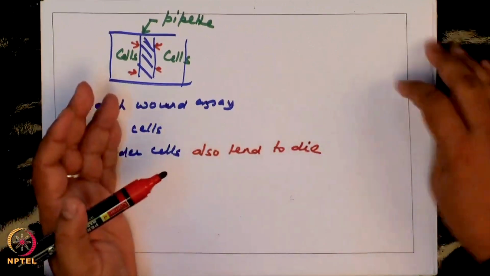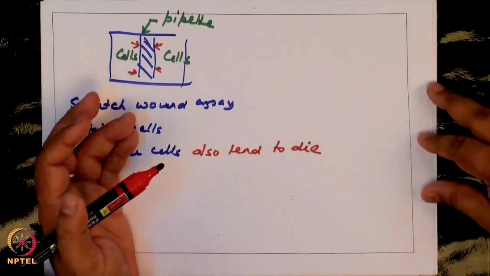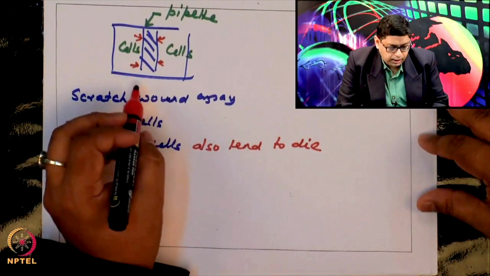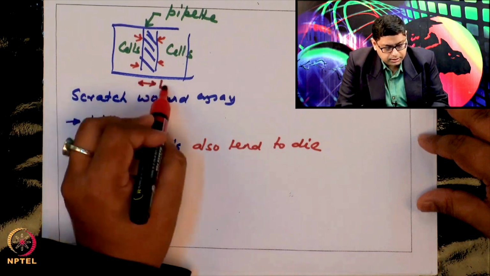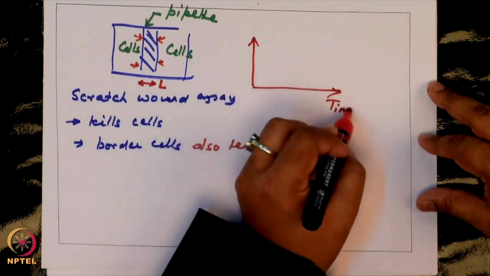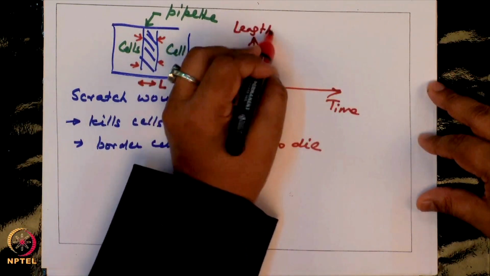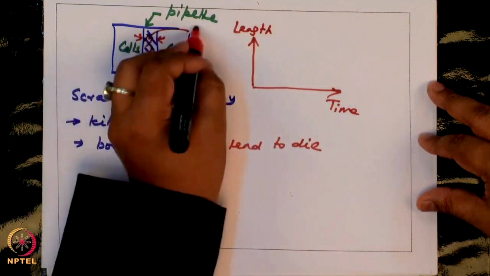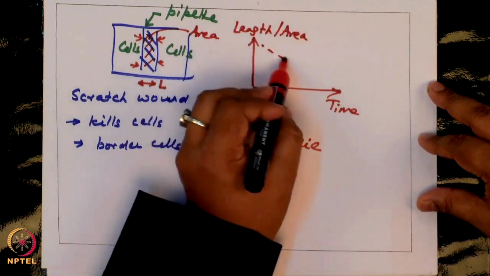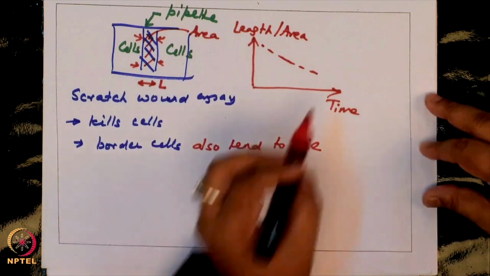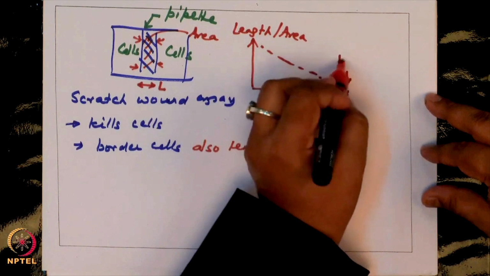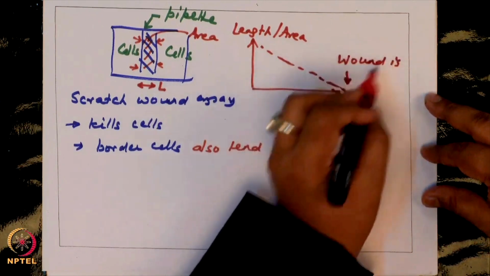Though this assay is used a lot, there are still some issues about it. How do you track wound healing? What people typically do is track this length as a function of time. This is my time axis, and this is my length, or the entire area. Ideally it should decrease with time, and eventually when you strike 0, that means your wound is healed.